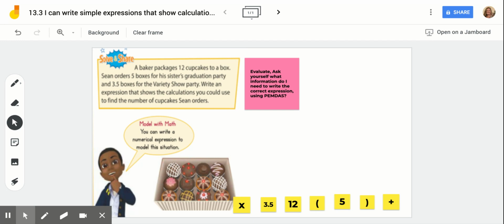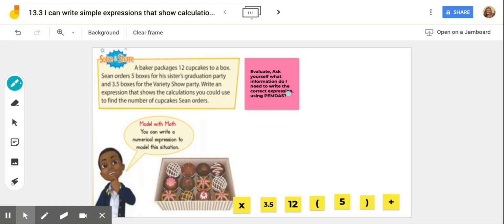If I read the solve and share, we're evaluating and seeing how to use order of operations in expressions. A baker packages 12 cupcakes to a box. Sean ordered 5 boxes for his sister's graduation party and 3.5 boxes for a variety show party. Write an expression that shows the calculations you could use to find the number of cupcakes Sean orders.